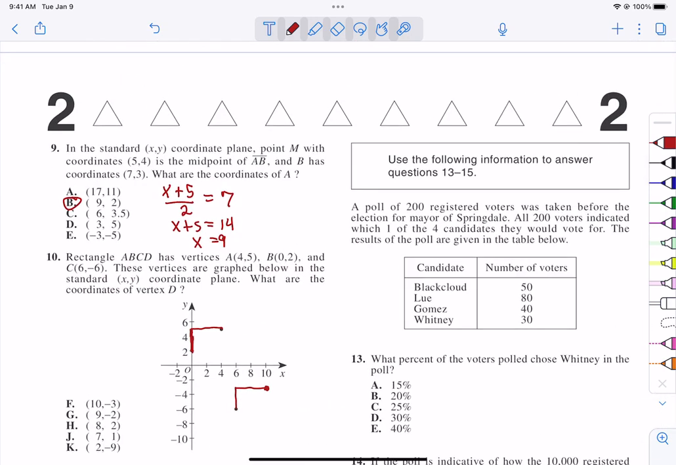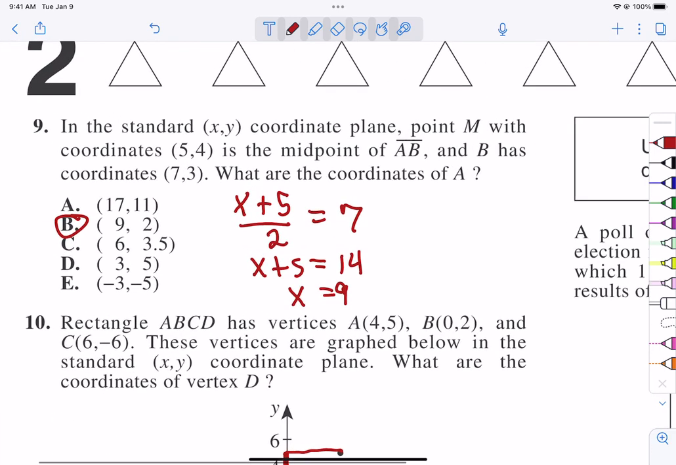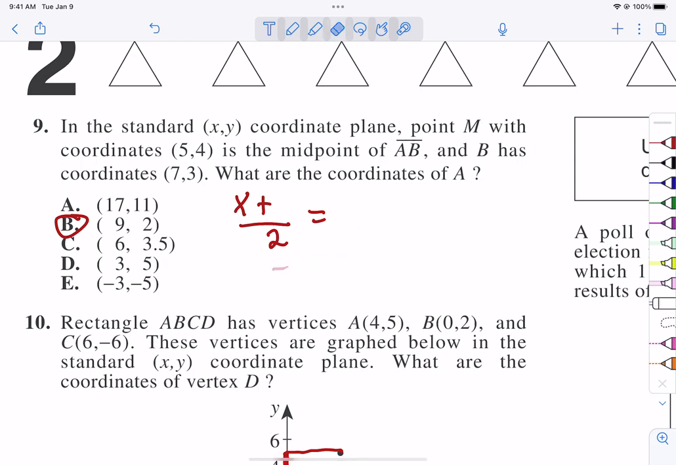Yes? I think you did number 9 wrong. What did I do wrong? 5, 4 is the midpoint. Yeah, not 7, 3. You're finding A, not M. M is the midpoint. Oh, you are totally right. I am so sorry. Can we switch those around? The midpoint is 5, 4. That's equal to 5. Thank you. I'm so sorry. Anyway, let's try that again.